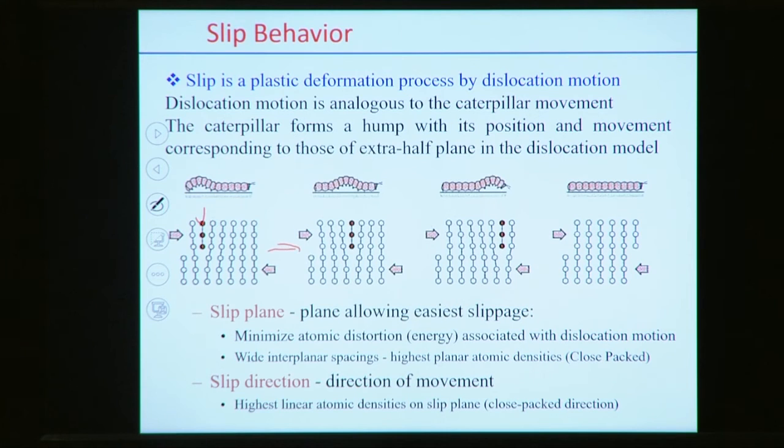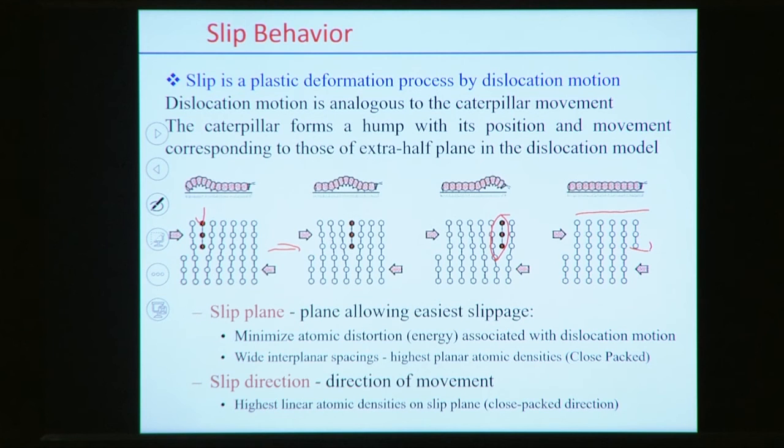That means the extra plane of atoms, corresponding to the edge dislocation, also shifts to some other point. Similarly, with further movement, the hump of the caterpillar shifts to the right-hand side, according to the shifting of the extra plane of atoms, or we can say the shifting of the dislocation line in this case. So finally it will take the shape. It is a complete movement of the dislocation line to the right-hand end.